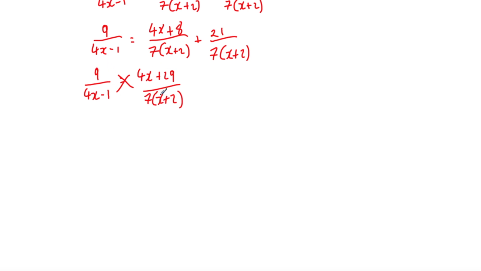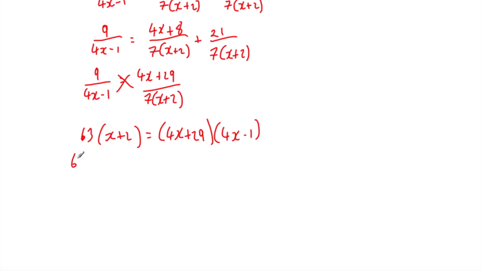So we've got 9 times this, so 9 times 7 brackets x plus 2 would be 9 times 7 is 63, so we'd have 63 and then in brackets x plus 2, just multiplying the 9 and the 7 together and putting the bracket after it. And then on the right hand side of the equation, we're going to be timesing these two together, so we're going to put them in brackets. We've got 4x plus 29, but we're also going to be timesing that by 4x minus 1. Okay, so we've done that numerator times that denominator and that numerator times that denominator and put them equal to each other.